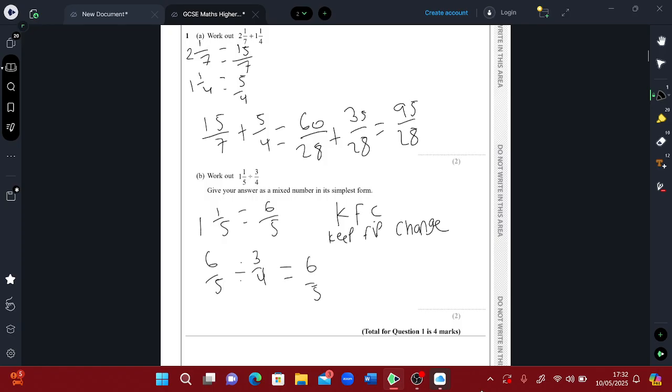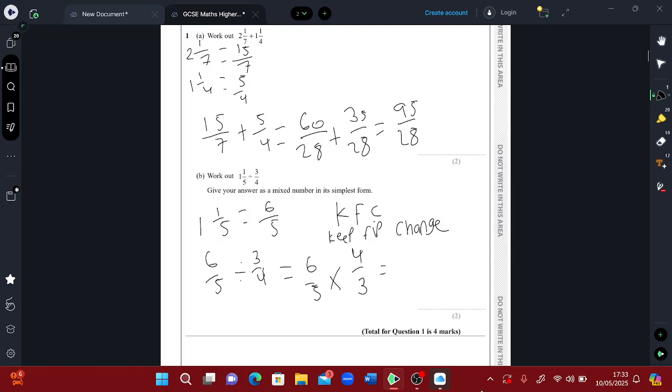Flip this, so instead of dividing it's times, and then change the fraction, or flip the fraction, I guess, and change the sign, right? I don't know why it's not KCF. I feel that would make more sense. Keep, change, flip. But okay, you want to flip the second fraction, and then change the sign so it's divided. And then with multiplication, obviously, you can simply times across, no matter what the denominator is.